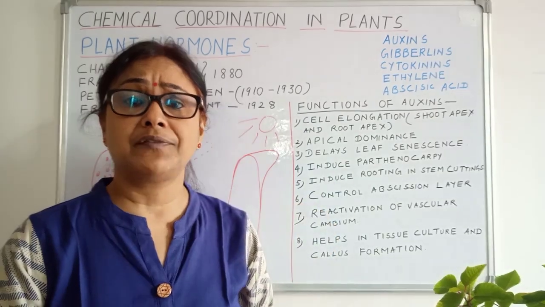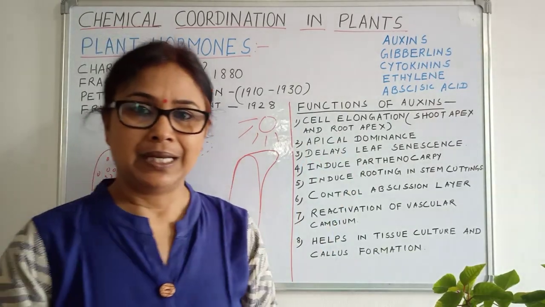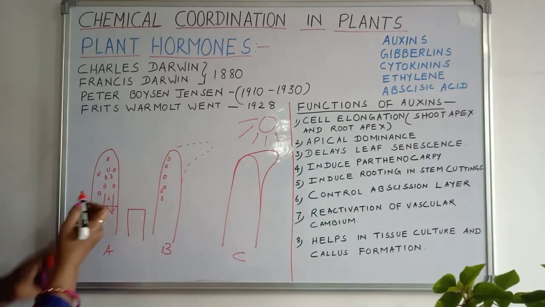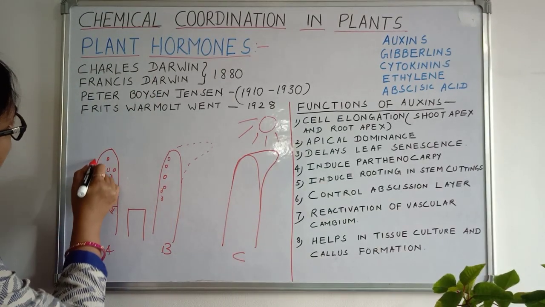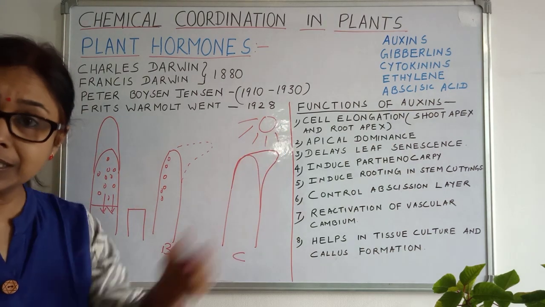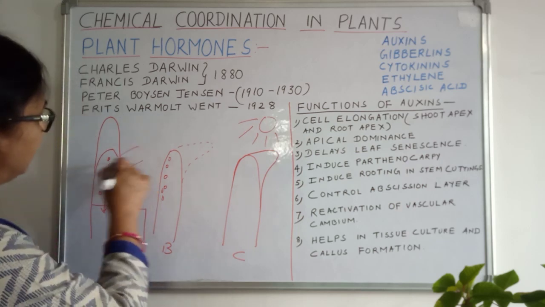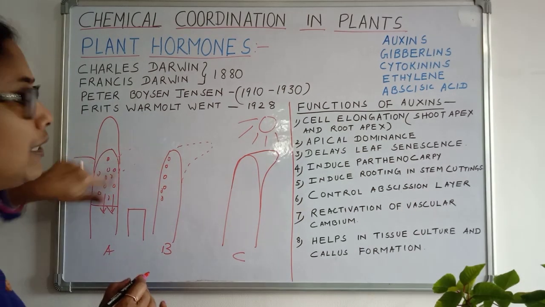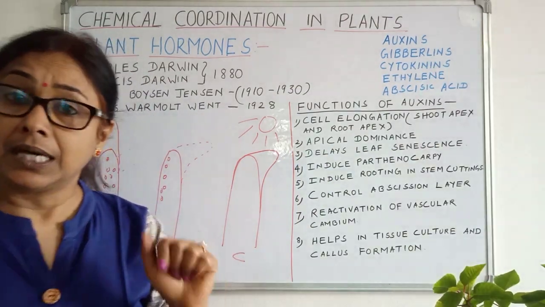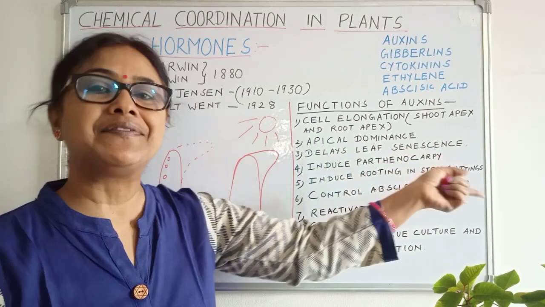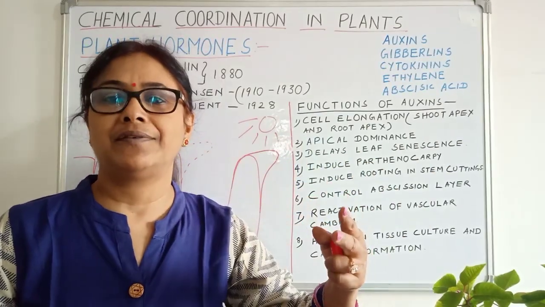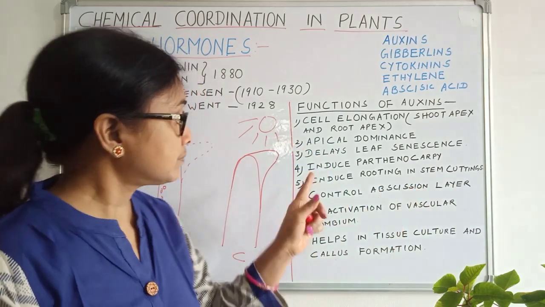Second important function of auxins is apical dominance. Now when the plant is growing and these auxins are present over here, it will only allow the apical growth. It will go on increasing, it will become taller and taller. But these auxins inhibit the growth of lateral buds. It will not allow the lateral buds to come out. That is called apical dominance. Third important function is it delays the leaf senescence, does not allow the leaves to die, keeps them alive and young for a longer time.